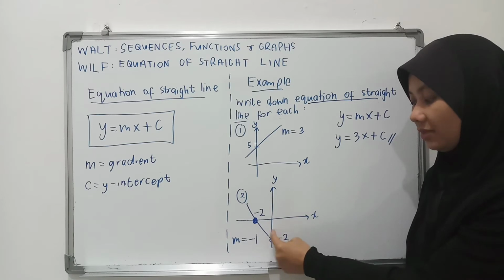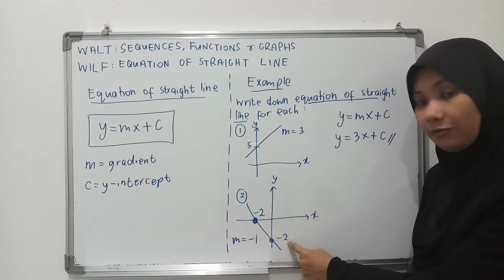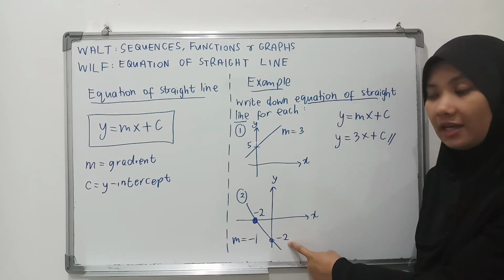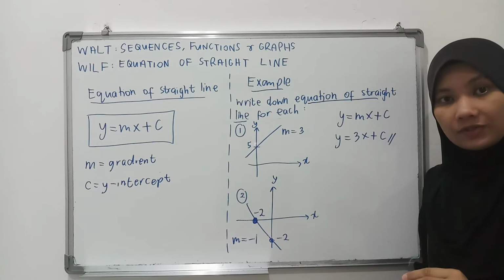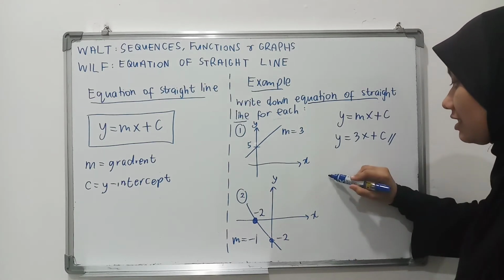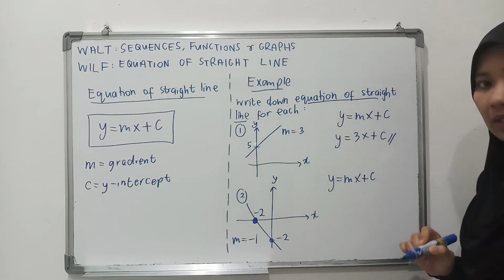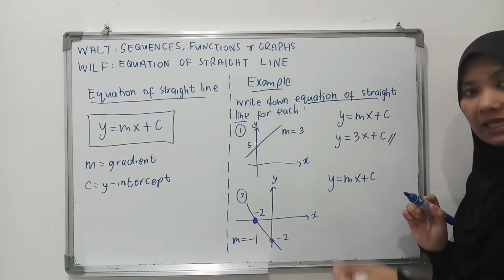y-axis. So this is the point where the line crosses the y-axis, okay? So therefore, negative 2 is your y-intercept. The question asks for the equation of a straight line. What is the general form of the equation of a straight line? That is just y equals to mx plus c. Key in the value of m, key in the value of c.